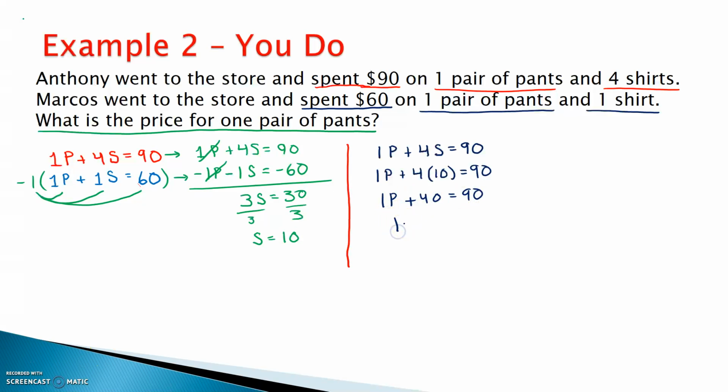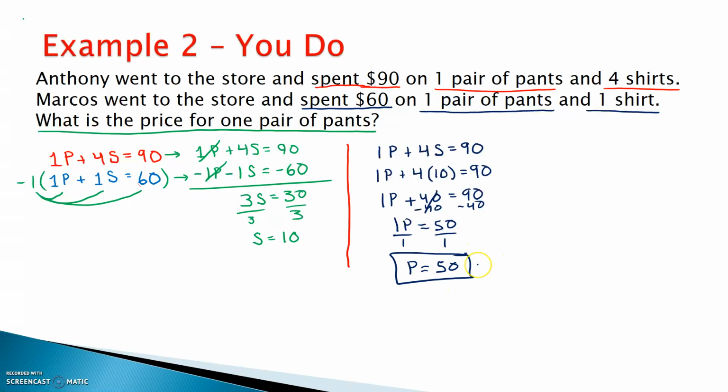So 1p, I should have done minus 40 here, minus 40 here, these guys cancel out. 1p is equal to 50. Now some of you go ahead and do the 1, does it change anything? No. P is equal to 50, but I actually found out both variables. It's kind of nice to know both of them, right? Shirts cost $10. How much do pants cost? $50. So this is what we were looking for.